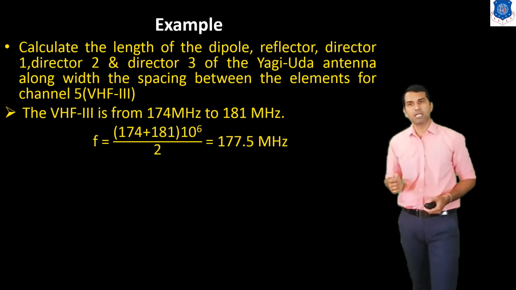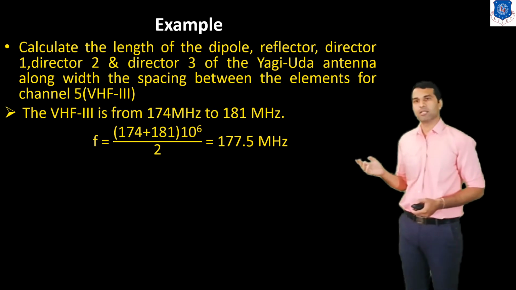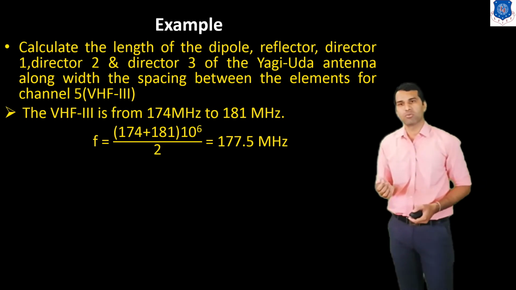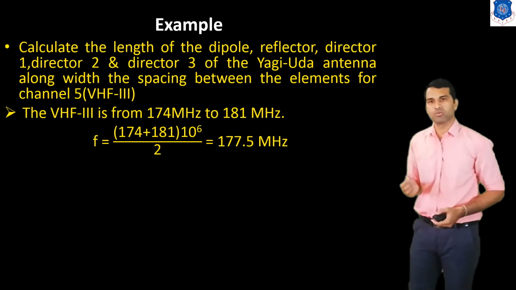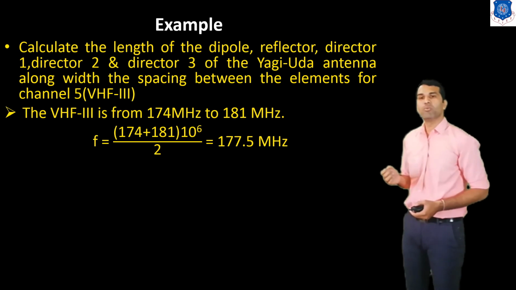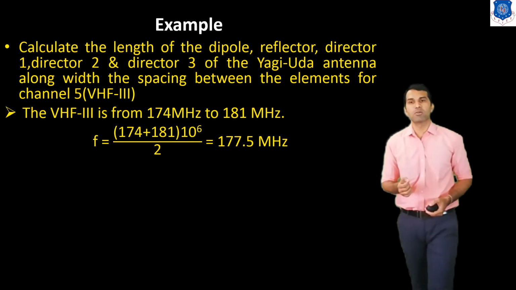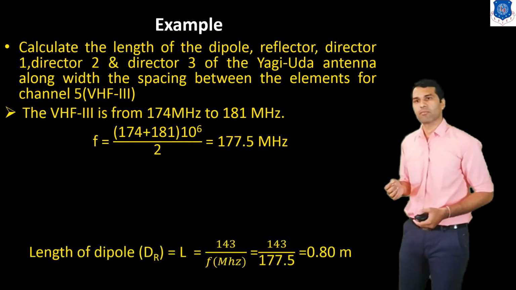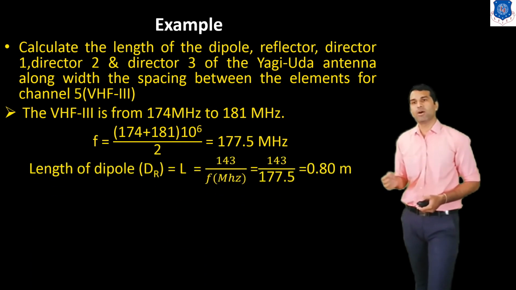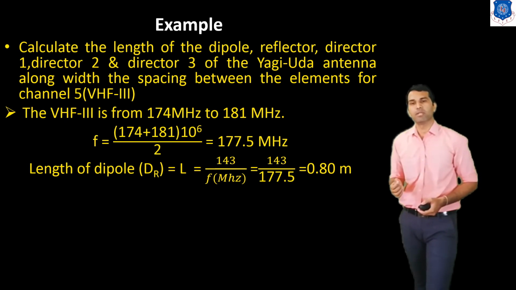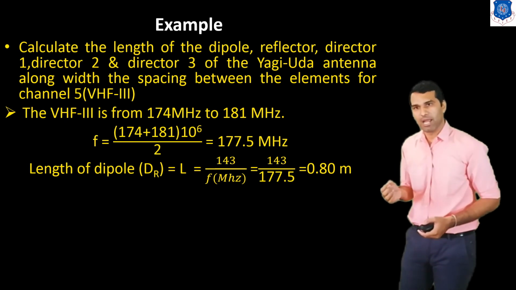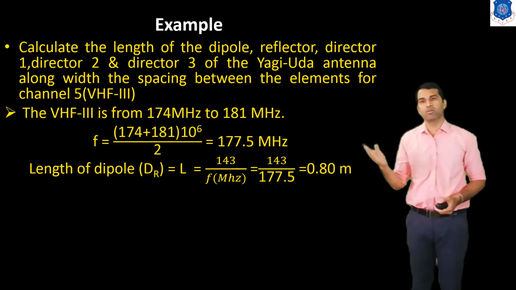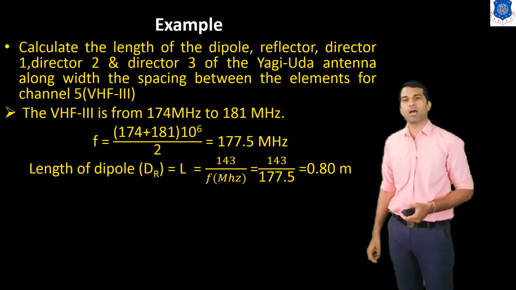So we can calculate the frequency from the range we have been given. We calculate (174 plus 181) by 2 into 10 raised to 6, because we know that this is in megahertz. So we get the operating frequency as 177.5 megahertz. This is the center frequency. Now first we calculate the length of the dipole, that means the driven element length. So we have this equation, 143 upon frequency, and we have the operating frequency 177.5 megahertz.